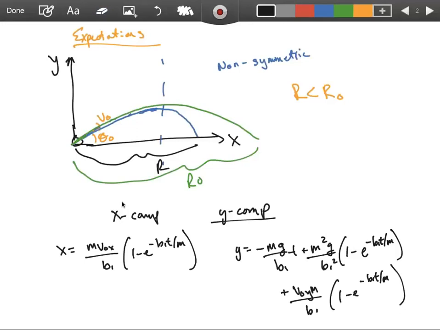Now, in this case, we're going to do things slightly differently. Instead of using the y component to find the time and plugging that into the x direction, we're actually going to use the x direction to find the time. Just a little bit backwards. So let's go ahead and do that. I'm going to use this one to find the time for any particular x value. So all I'm going to do is solve this for t, and then we'll put in the fact that we wanted to go the total distance R. So let's solve this for t.